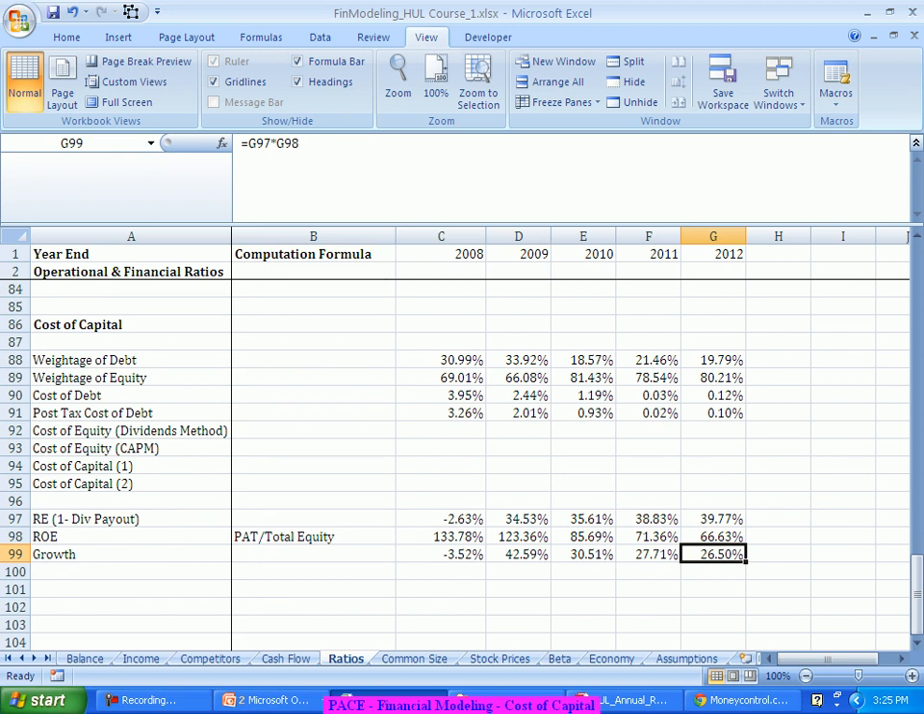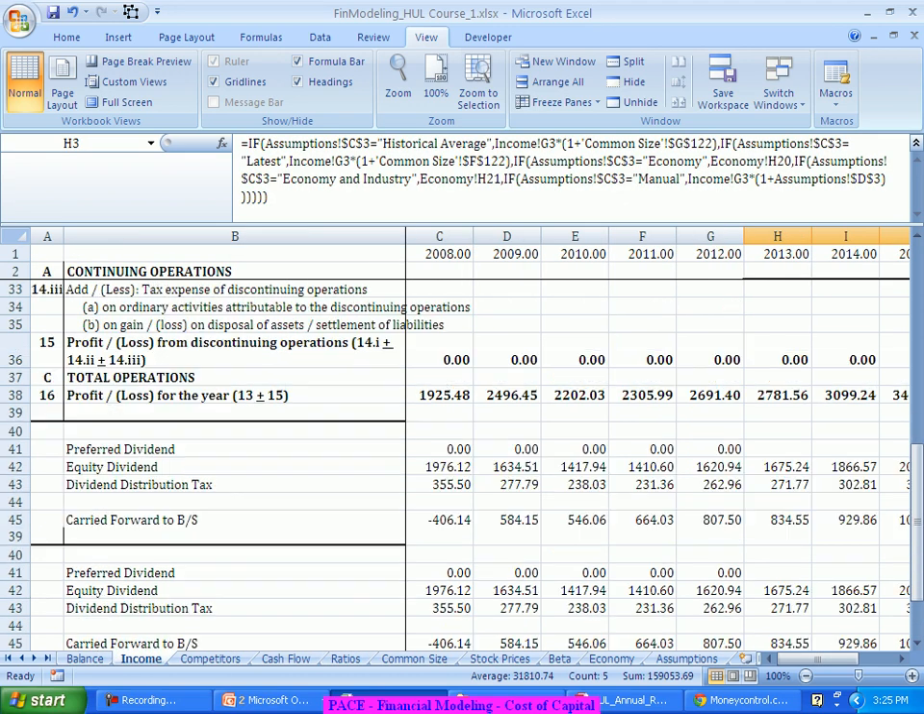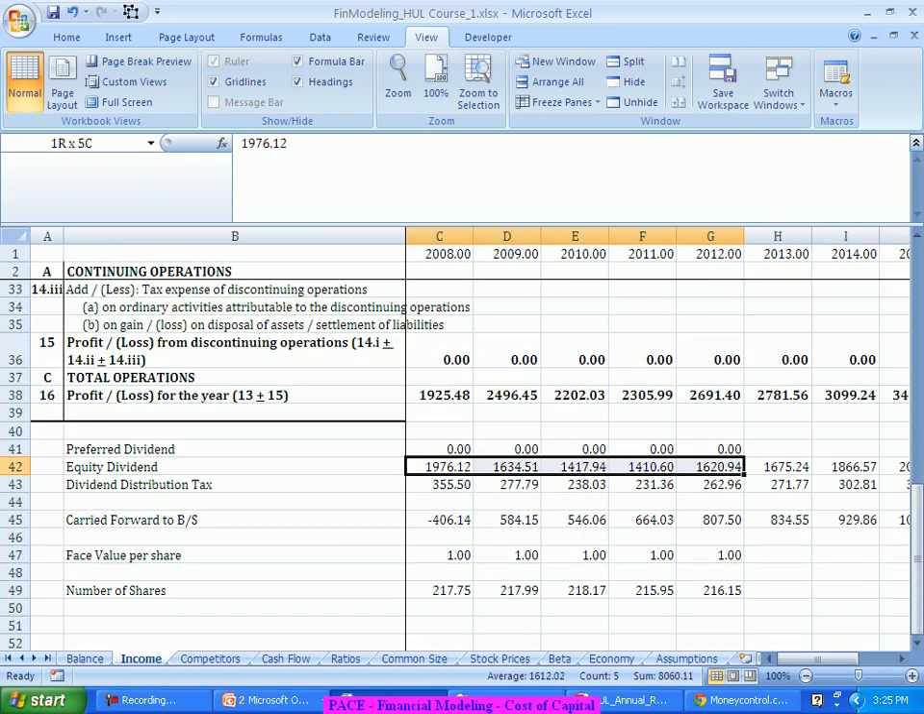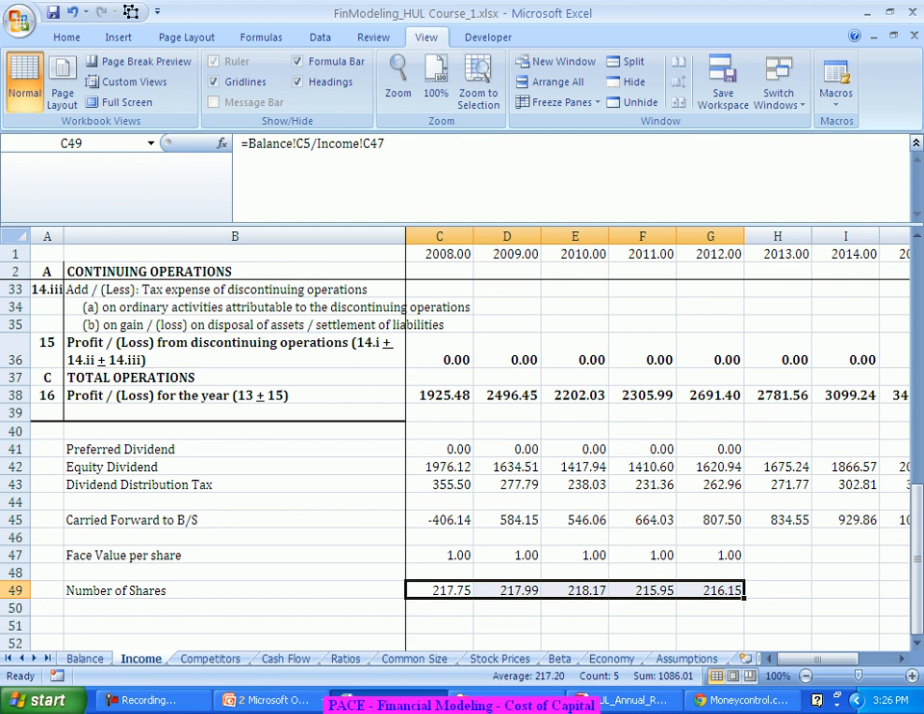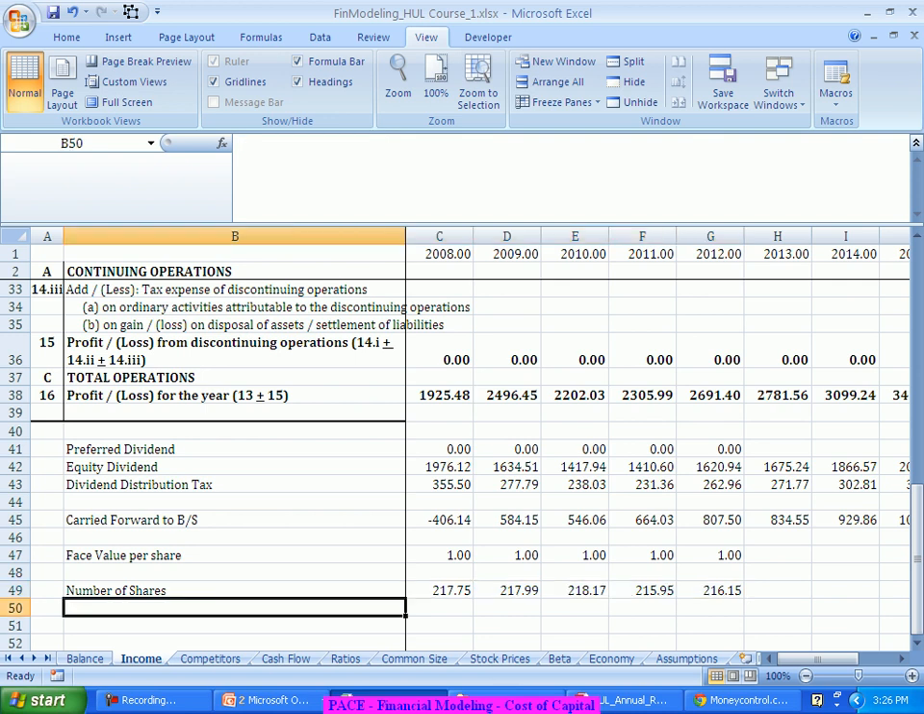So if I go with this model, D1 by P naught plus G, this is my cost of equity. What is the dividend they are paying? The dividends they have paid, we have got here in the historical. The number of shares we have got here. So I can find out dividend per share.